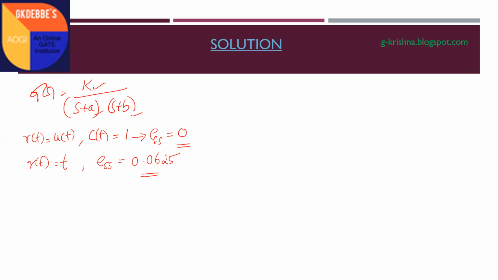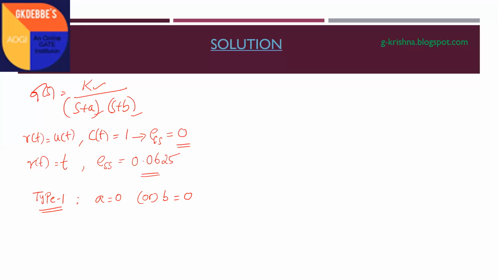Obviously, if you want the steady state error for unit step input to be 0, the system should compulsorily be a type 1 system. In a type 1 system, one open loop pole should lie at the origin. To place an open loop pole at the origin, which one do you have to select, A or B? A should be equal to 0 or B should be equal to 0. Whenever A or B is 0, only then will it become a type 1 system.